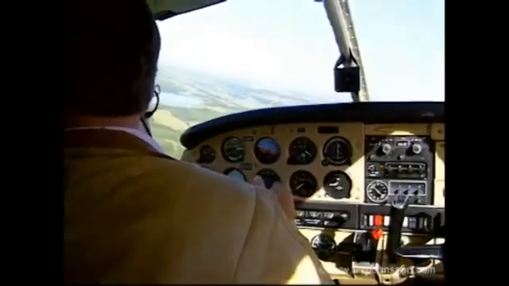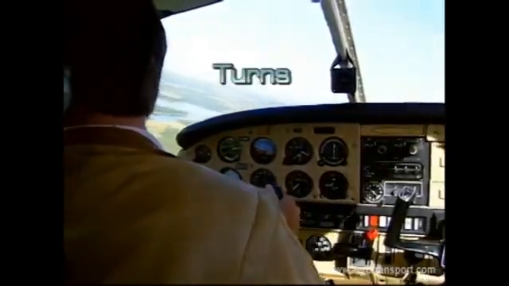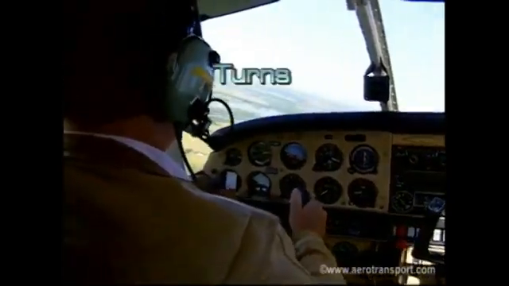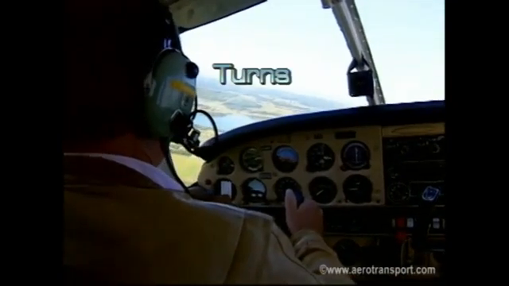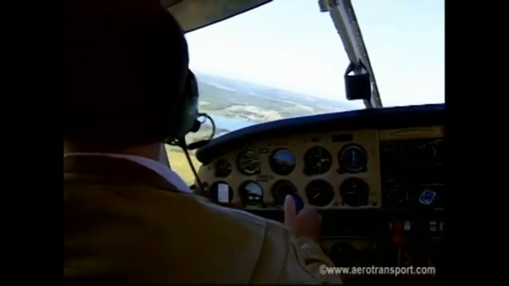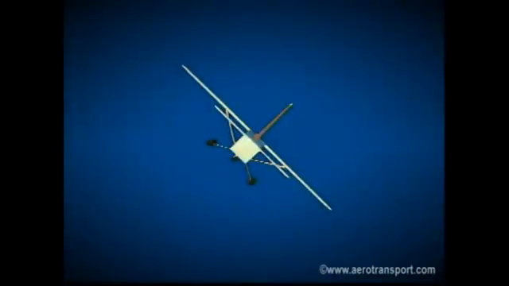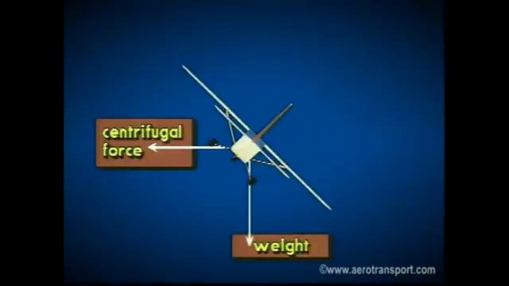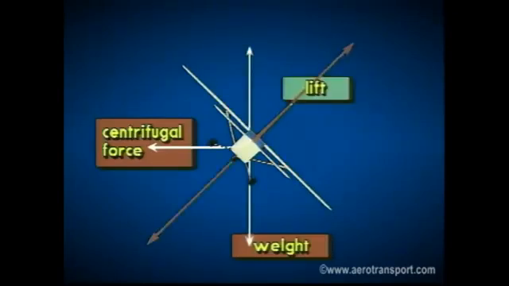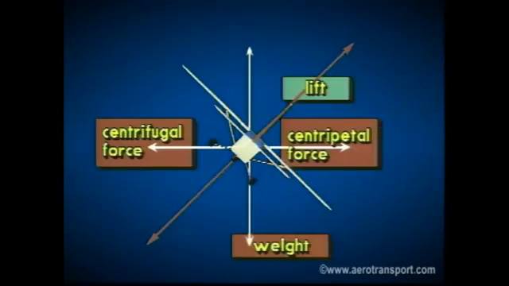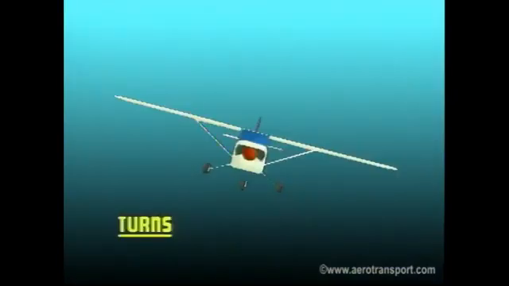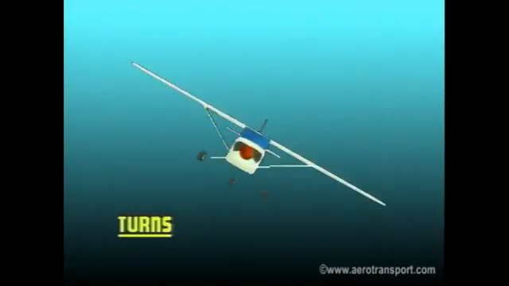Turns are probably the most aerodynamically complicated of basic flying maneuvers. In actual practice for the pilot, the procedure is relatively simple. A number of forces come into play in a turn. The weight of the aircraft and centrifugal force, which pulls the plane away from the radius of the turn, are balanced by two other forces. They are the lift of the wings and the centripetal force, which pulls the plane into the radius of the turn. Turns can be classed as gentle, medium, or steep.